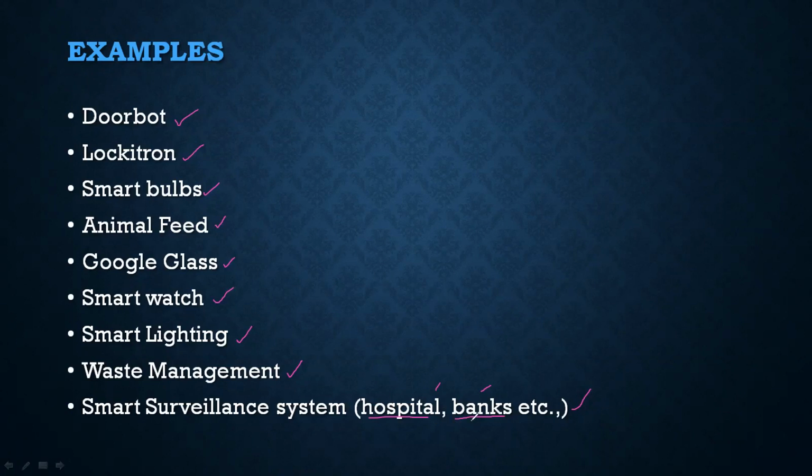So these are all the examples for IoT applications. These are not limited to these numbers only, but we are using IoT applications in so many areas. These are some of the examples. Now next, we'll see the advantages.